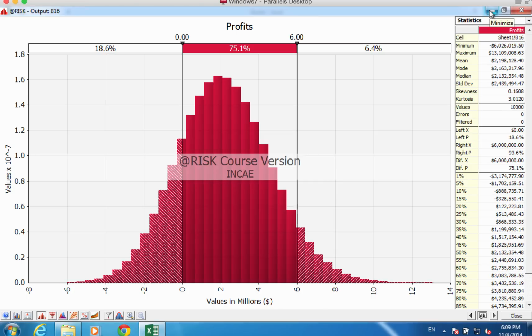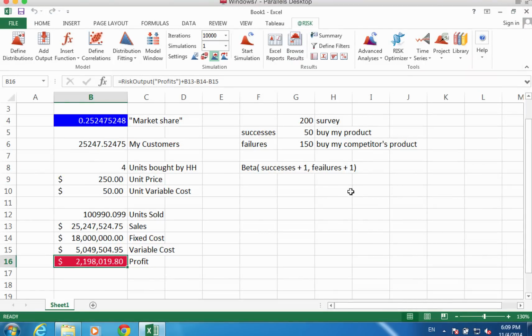And the beta distribution is the appropriate distribution for modeling proportions. Let me do one last thing. Suppose the survey was based not on 200 people, but on 20. And I get the same proportions. So of 20, 5 people said they buy my product, and 15 people say they buy somebody else's. What do you think is going to happen to the distribution of profits? Stop the video, think, and then continue the video.